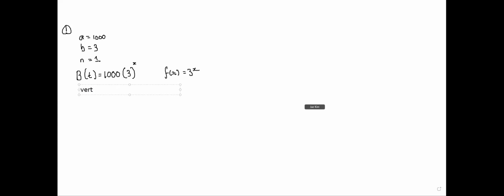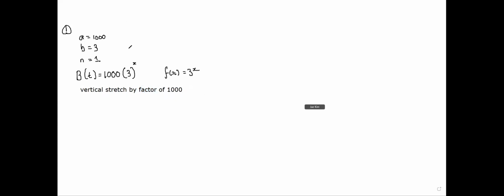Right on. Thank you, Ian. It is a vertical stretch by a factor of 1,000. Please use the word factor, because if you don't use the word factor, it means it's not a multiplication. A factor is what indicates that you're multiplying the y values. So there it is. Great.